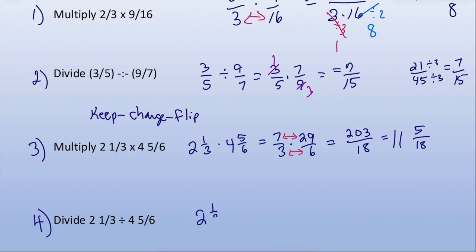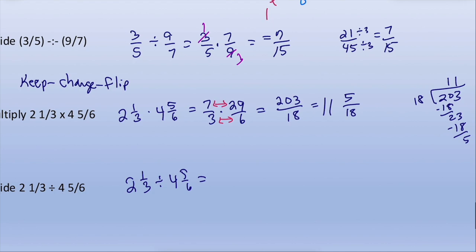Now, the problem with 4 is a similar problem we had with number 3. If we see 2 1/3 divided by 4 5/6, that's not good, because it has to be numerator and denominator, an improper fraction, so that we can keep, change, flip. So first let's do a little conversion. Remember, we're going to multiply. 2 times 3 is 6, plus 1 is 7. That's going to be 7/3.